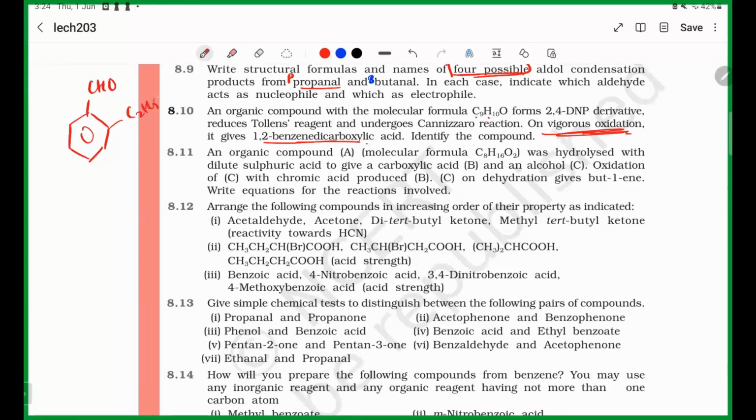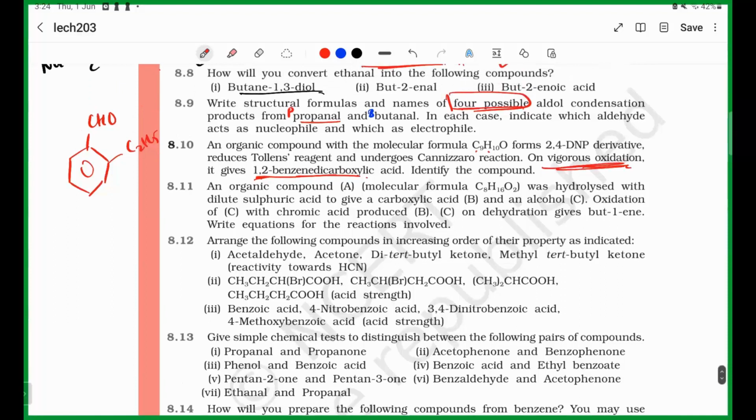C2H5. Why should they be adjacent? Because it is 1,2 benzene dicarboxylic acid, so the two carboxylic groups should be adjacent to each other. So this could be a product. Is there any other possibility of another compound like this?